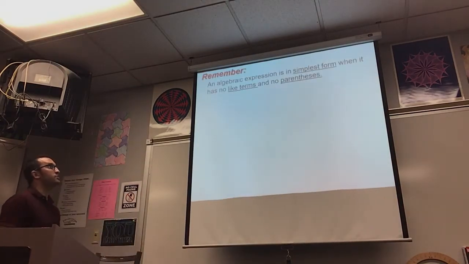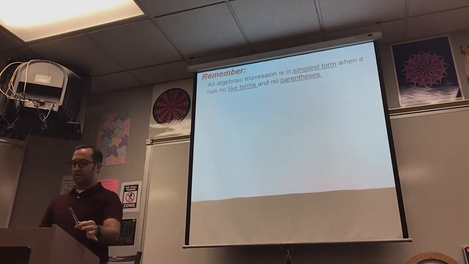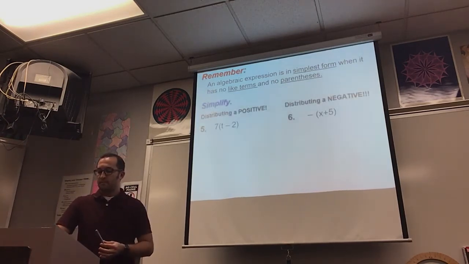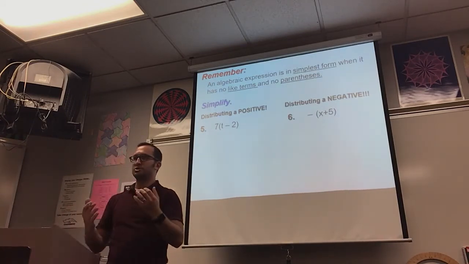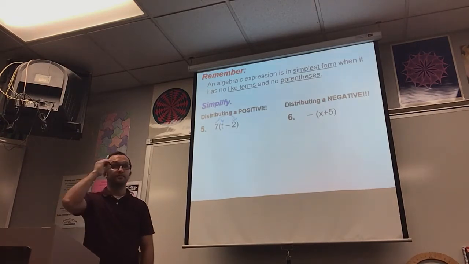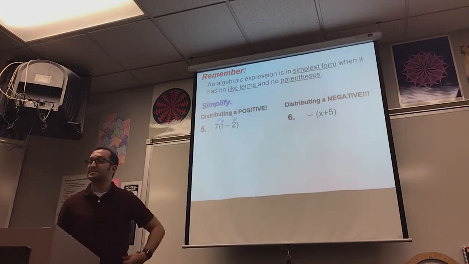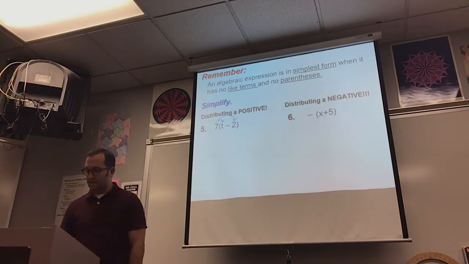Just want to remind you, an algebraic expression is in simplest form when it has no like terms and no parentheses. You with me on that? That's from previous notes. So when you distribute a positive, this is called distribution, the distributive property. When you distribute a positive, we take this 7 and we pass it out to everything that's in there. Now, like I said, the sign in our distributive property is the sign of A.